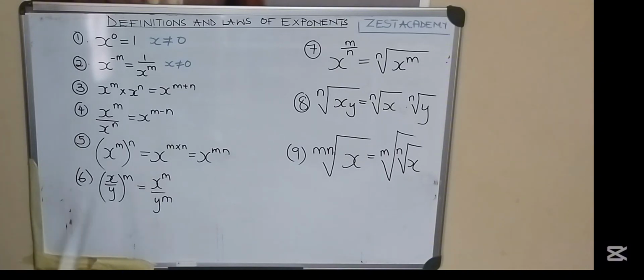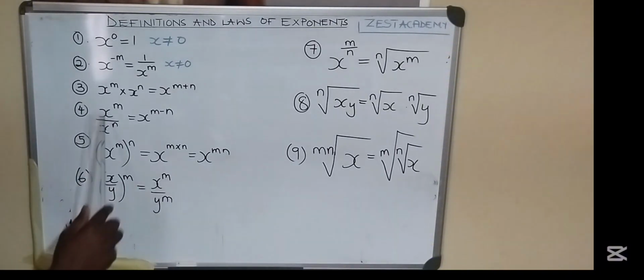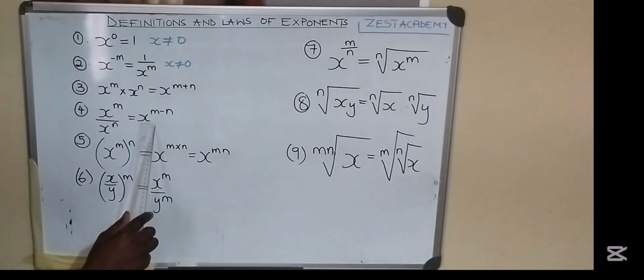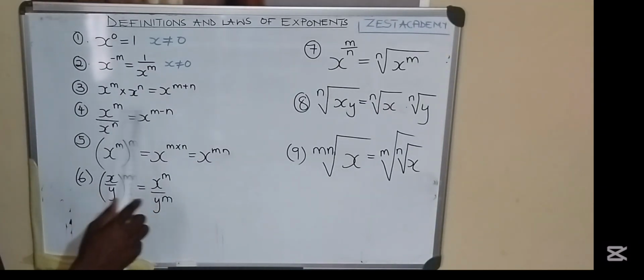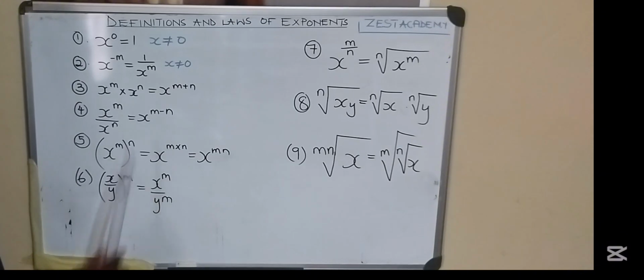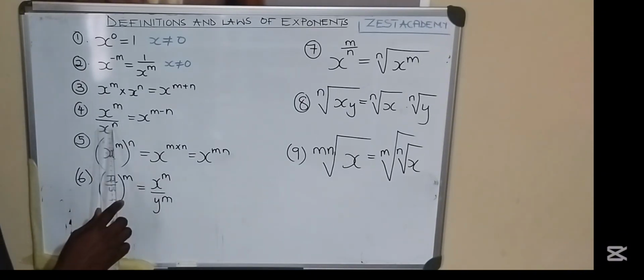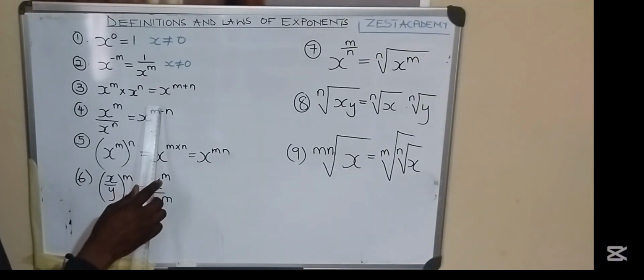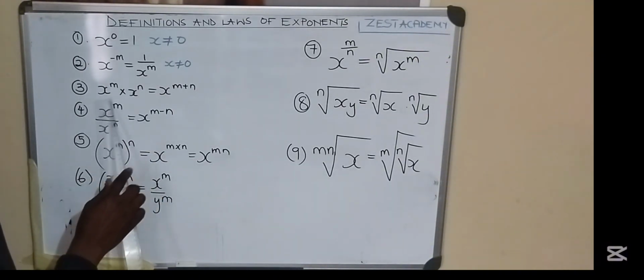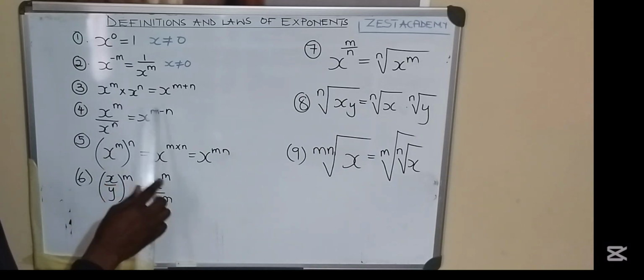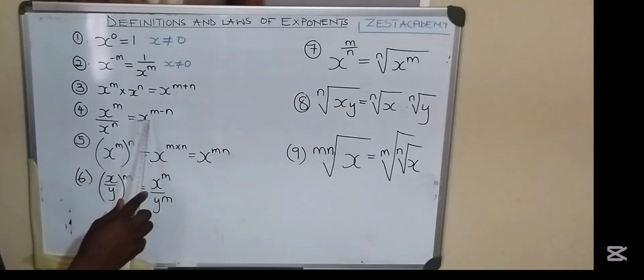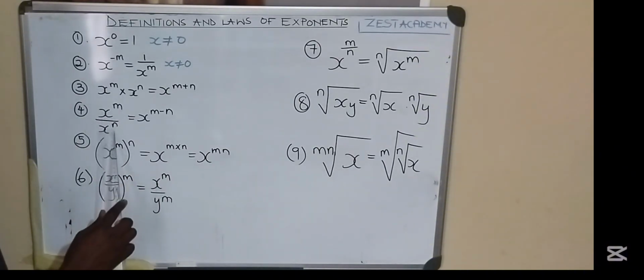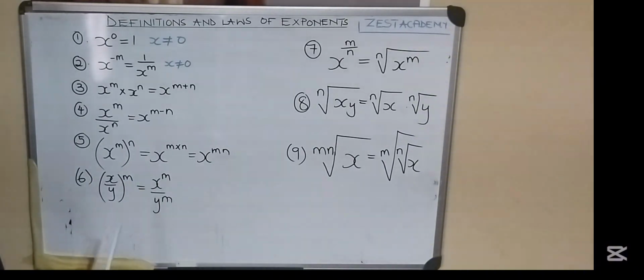Law number 4, when dividing same bases or like bases, you keep the base and you subtract the powers. One mistake that students always make is to take the exponent or the power of the denominator and write it first, and then subtract the power of the numerator from that of the denominator. That's wrong. You must always subtract the exponent of the denominator from that of the numerator.